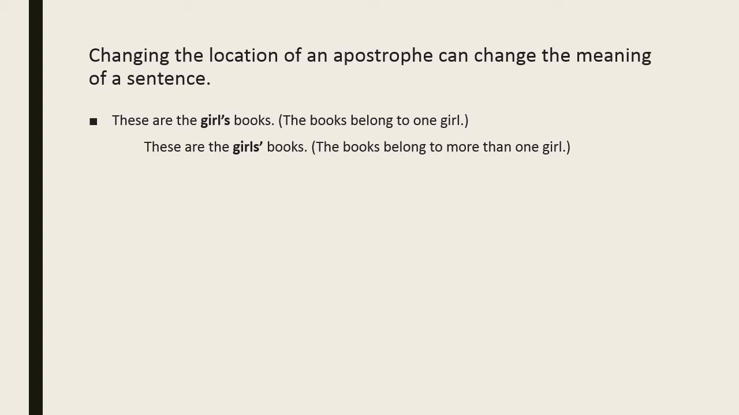For example, if we say these are the girl's books, and we use the apostrophe after L and before S, this means that the books belong to one particular girl. But if we use the apostrophe at the end of S, which then becomes these are the girls' books, the books belong to more than one girl. So just the change of location of an apostrophe can change the meaning of a sentence, whether it's one girl or more than one girl.